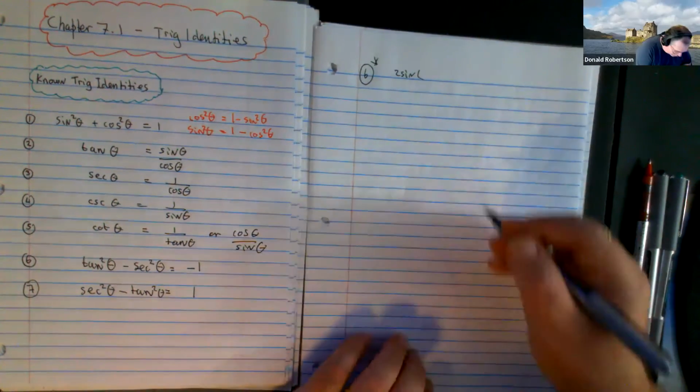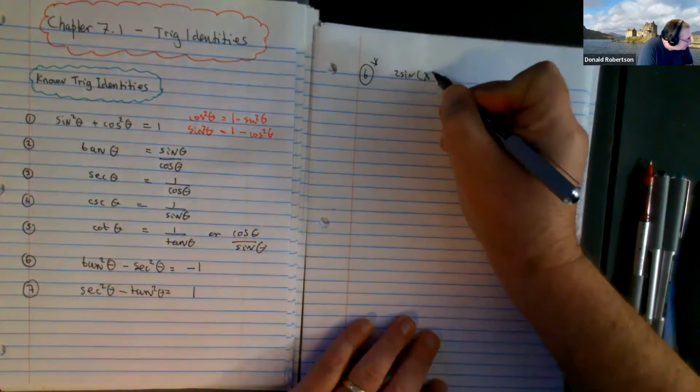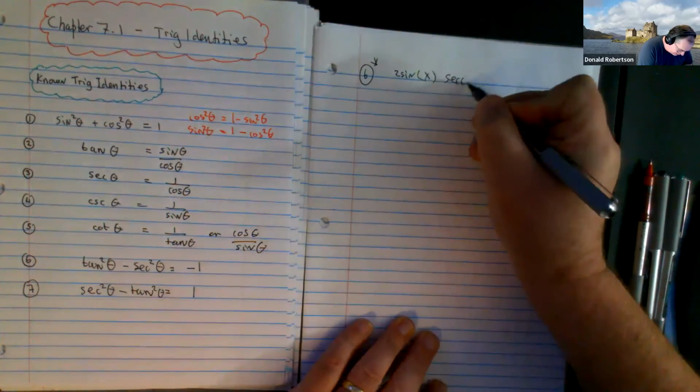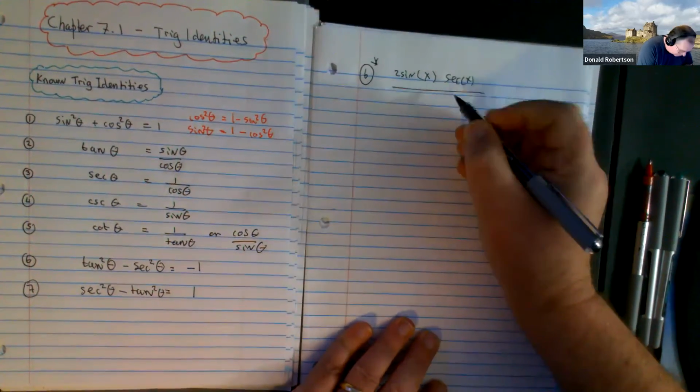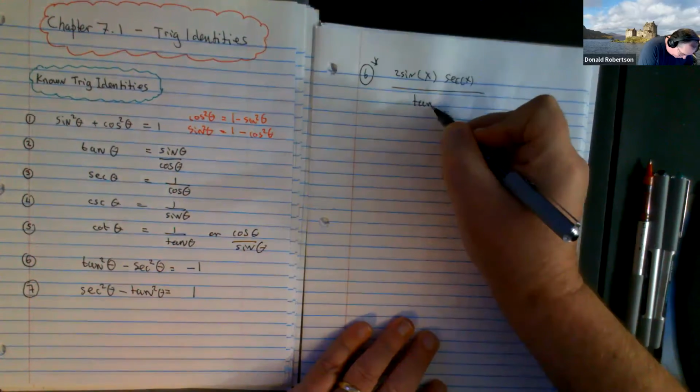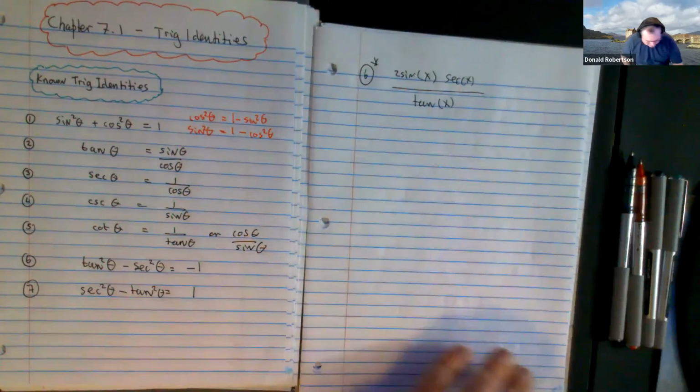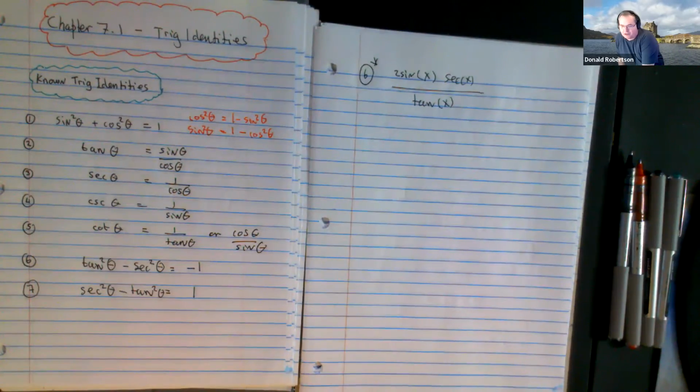Okay, so we got 2 sine x secant x over tan x. Let's just chuck you in at the deep end. It's a great way to learn to swim or drown. So whoop, you're in. 2 minutes, make that guy look pretty. Two minutes, no pressure.